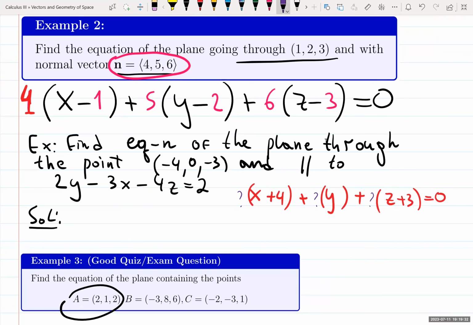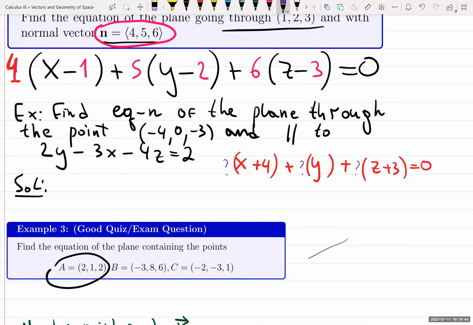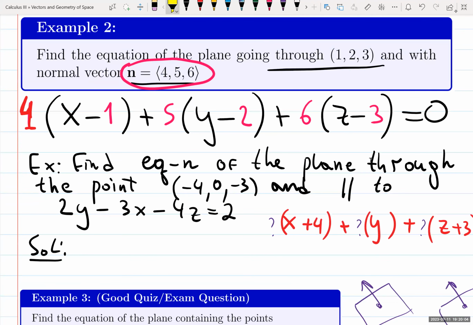They did not give me n, and they told me that it's going to be parallel to some other plane. Well, parallel planes have the same normal vectors. That's what you need to understand. Let's visualize that. The plane you're looking for, the plane they gave you. They're parallel. One sticking-out vector, the normal vector, should be parallel to that one. Thus, we can use these numbers, these 4, 5, 6, but for the new plane to use in my plane. So I will use 2, minus 3, and 4, right?